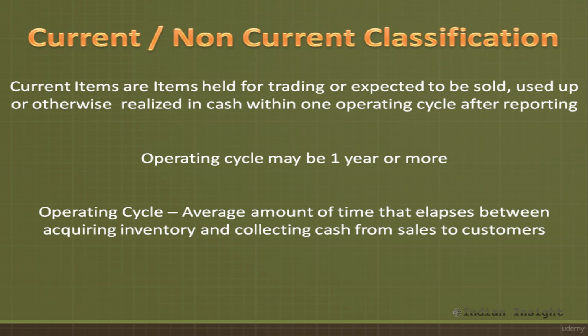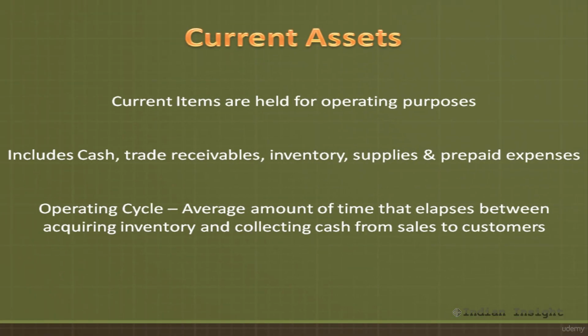For a manufacturer, operating cycle is the average amount of time between acquiring raw materials and converting them into cash by sale of goods. Now current assets are maintained for operating purposes. These assets include cash or items expected to be converted to cash like trade receivables or account receivables, or assets expected to be used up like office supplies and prepaid expenses. Alternatively, the current asset may be inventory that is expected to be sold in the current period.